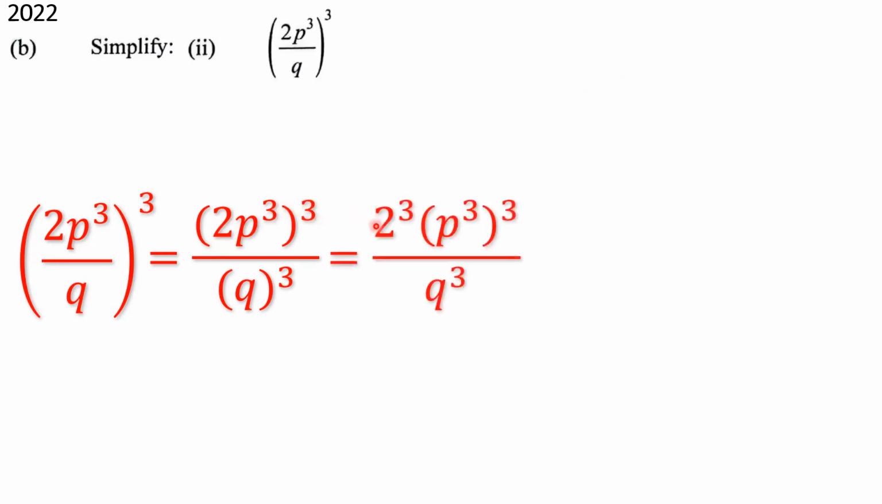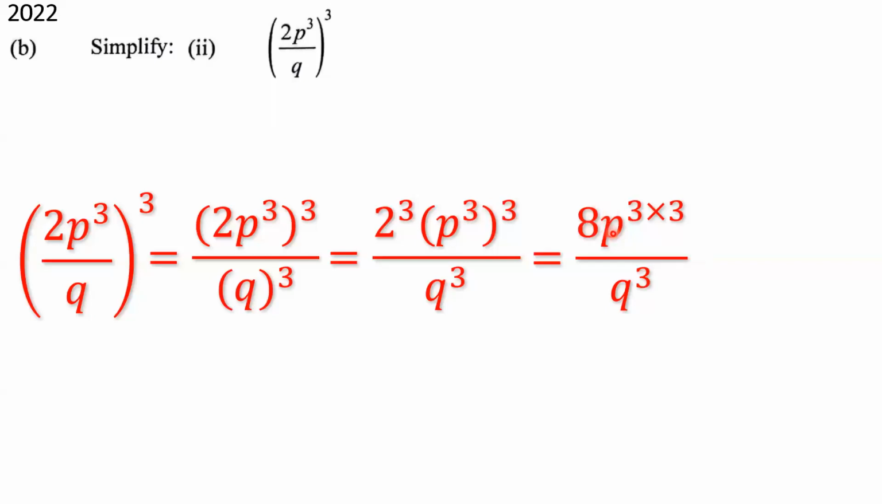And so what does it look like? 2 to the third power, that's definitely going to be 8. And then we have p to the third power, all raised to the third power. So we're going to multiply the 2 powers, the one on the inside and the one on the outside. So we have 8p, all raised to the 3 times 3. And then we have q to the third power.